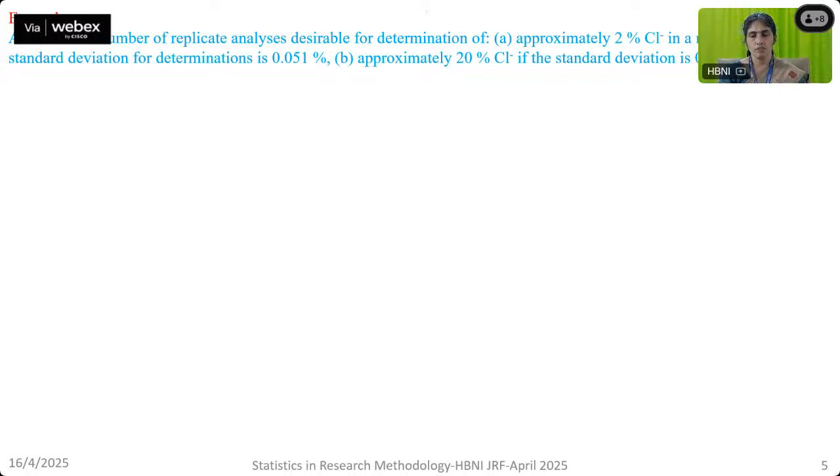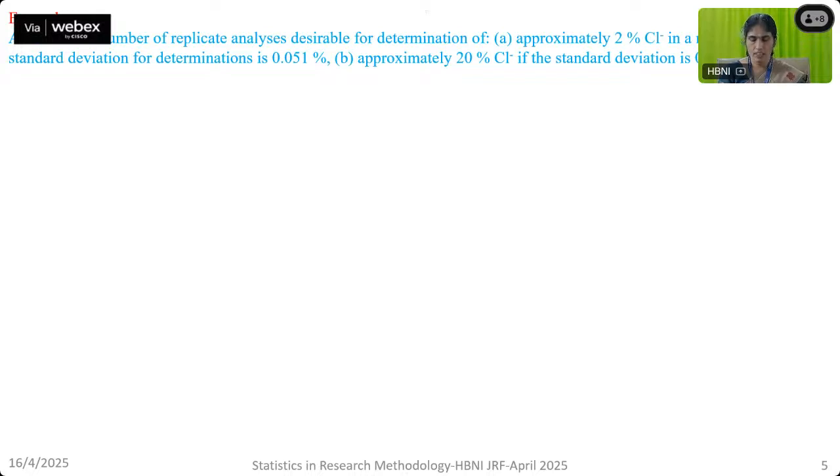So at two different levels, say 2% of the chloride and at 20% of the chloride. Obviously, 20% is a higher numerical value, and the standard deviations are also accordingly given. For 2% it is 0.051. For 20% it is 0.093.